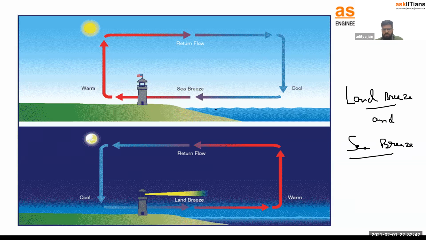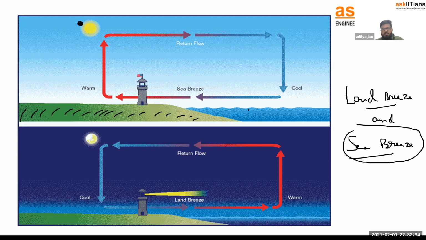So first of all, let's talk about sea breeze. What happens during the daytime? You can see the sun is here. So the land is warm. In the daytime, the land is warmer than the water, because land easily gets warm in comparison to the water. So whatever air is present near the land or near the coastal area is warm, and the air which is present over the ocean is colder. This air is colder in comparison to the air over the land.